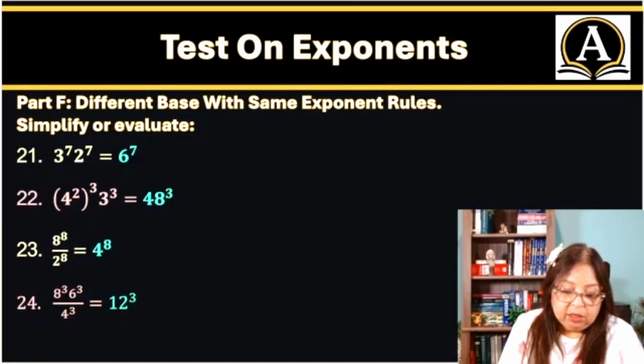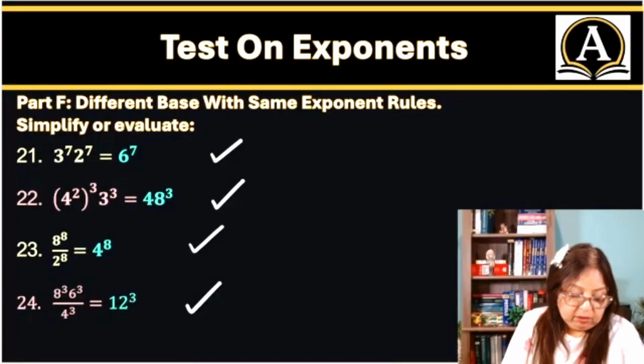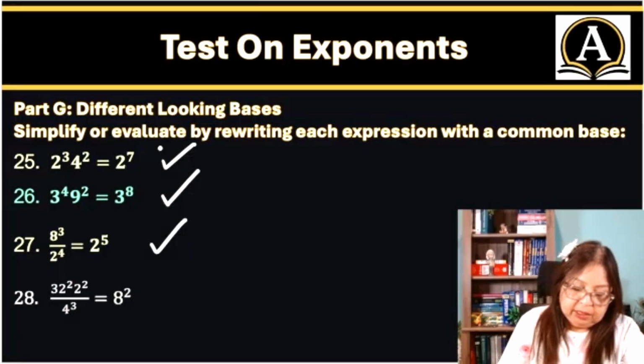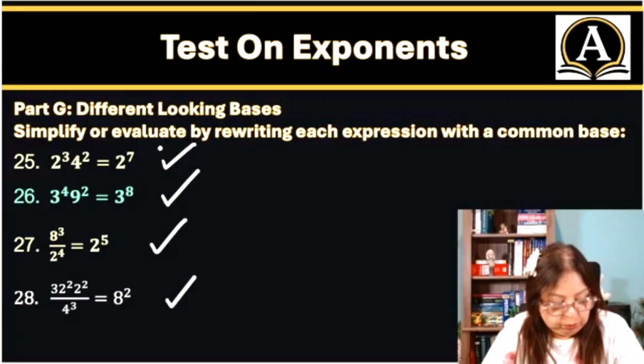Next slide. 21, 6 to the power 7. 22, 48 to the power 3. 23, 4 to the power 8. 24, 12 to the power 3. Number 25, 2 to the power 7. Number 26, 3 to the power 8. Number 27, 2 to the power 5. Number 28, 8 to the power 2.